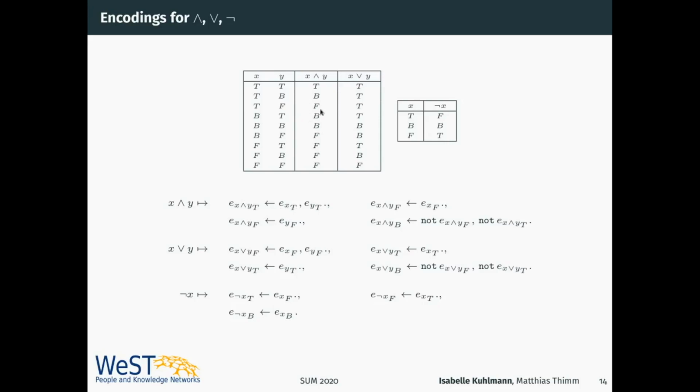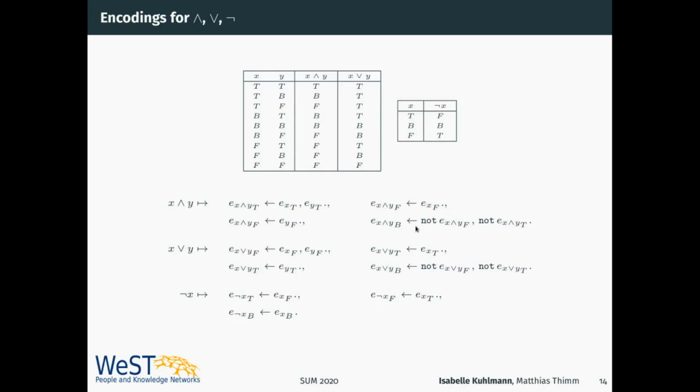If we take a look at the truth table, you can see that we get false whenever either Y or X is false. So essentially, whenever X is false, it means that X and Y is also false, and it's the same for Y. So we encode this in two different rules. X and Y is false if Y is false, and X and Y is false if X is false.